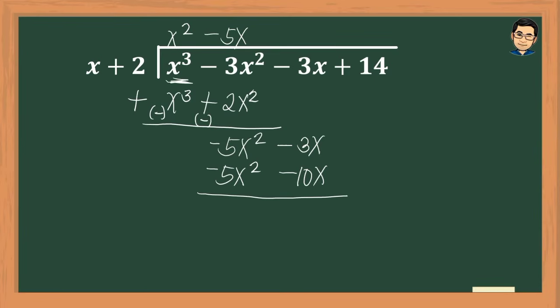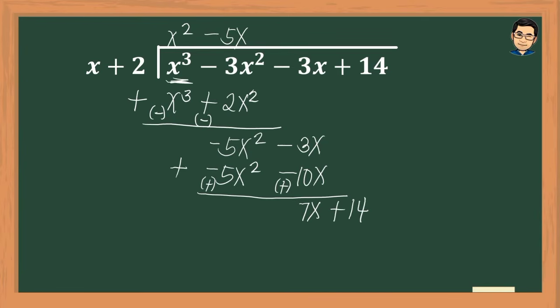And then, we subtract. So, negative 5x squared will become positive. And then, negative 10x will also become positive. And then, minus will become plus. Negative 5x squared plus 5x squared, that is 0. And then, negative 3x plus 10x, so 7x. And then, we bring down 14.